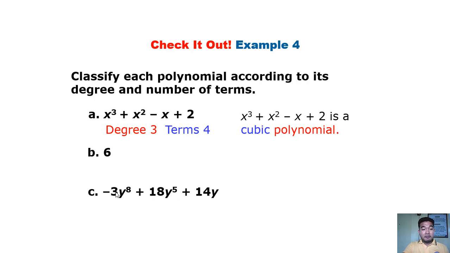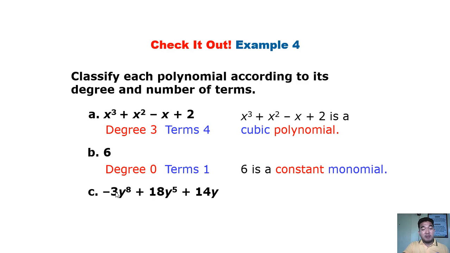For letter B, the degree here is 0 because this is a constant. Nasabi ko na, constant siya. So this is a constant monomial.